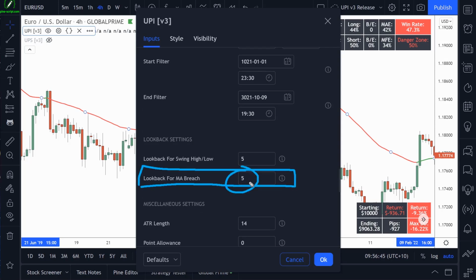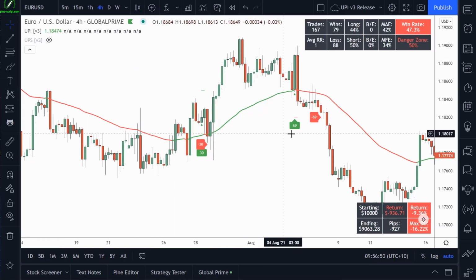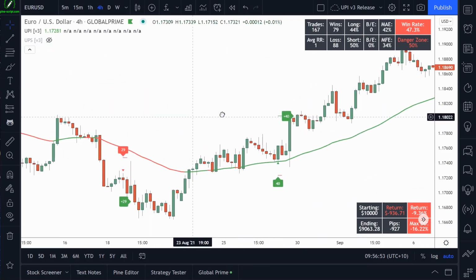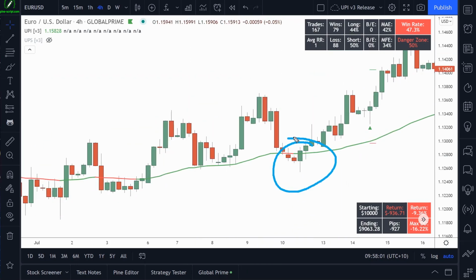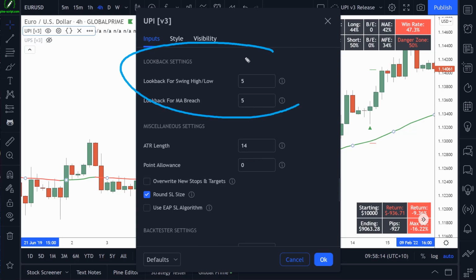So by default, we're looking back 5 bars for any moving average breaches. So here, for example, here is a trade that the script ignored because we had too many candles closing below the moving average over the past 5 bars. So that's what our lookback settings do.